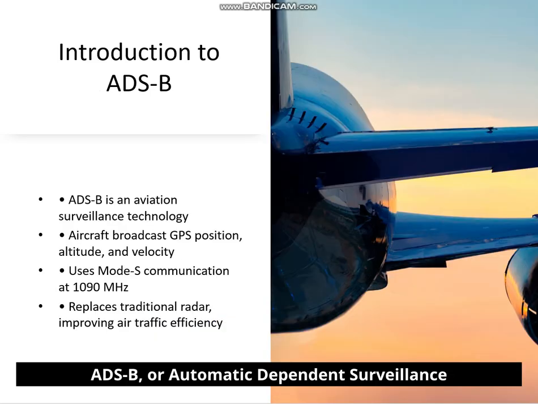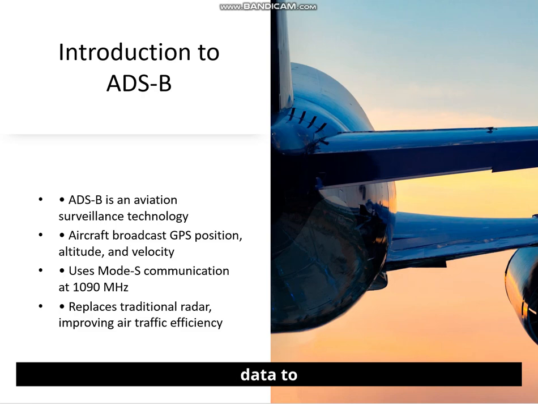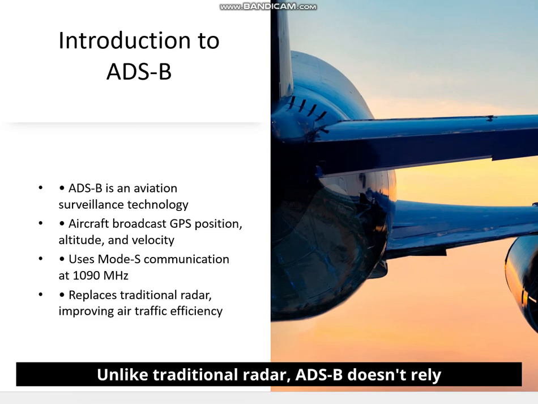ADS-B, or Automatic Dependent Surveillance-Broadcast, is a technology used in aviation for real-time aircraft tracking. It allows aircraft to broadcast their position, altitude, velocity, and other data to air traffic control and other nearby planes. Unlike traditional radar, ADS-B doesn't rely on ground-based systems. Instead, aircraft use GPS to determine their position and then transmit this information via radio waves on 1090 MHz or 978 MHz frequencies.